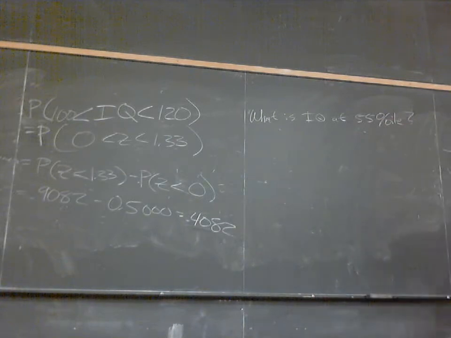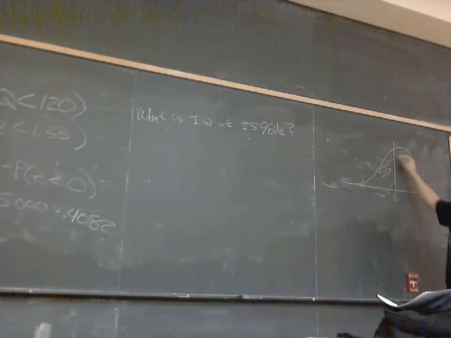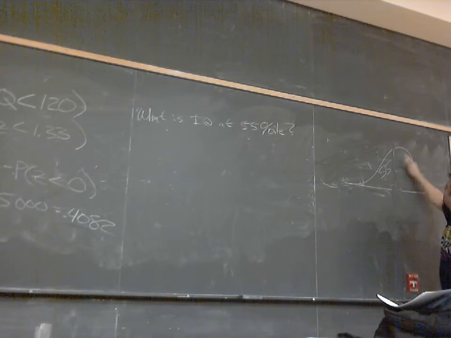It's kind of the same thing, but in reverse. I want to find the z-score that is the cutoff point. So if I look at the distribution, there's some z-score here where to the left I have 55% of the distribution, and to the right I have 45%. This is drawn terribly off scale.